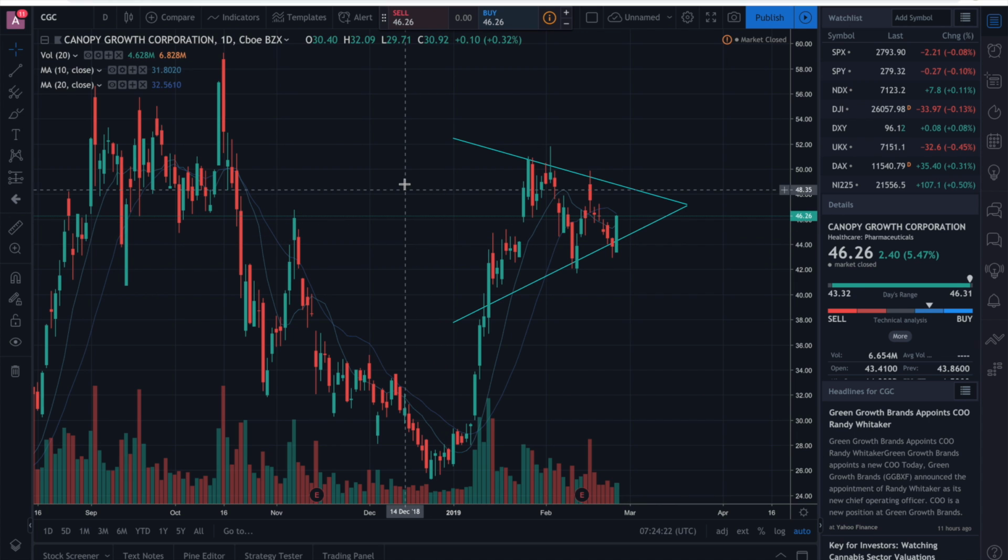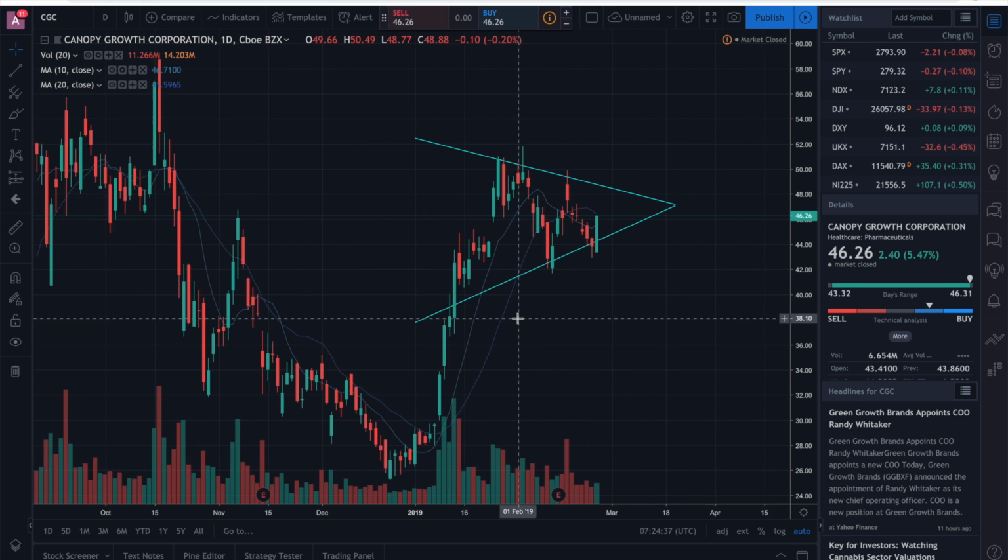It has been the top performing marijuana company ever since the marijuana boom happened. It is currently trading at, I believe, $46.26, just under its recent highs, and we are seeing what it's going to be doing next based on the technical analysis and what's been happening with it as well.